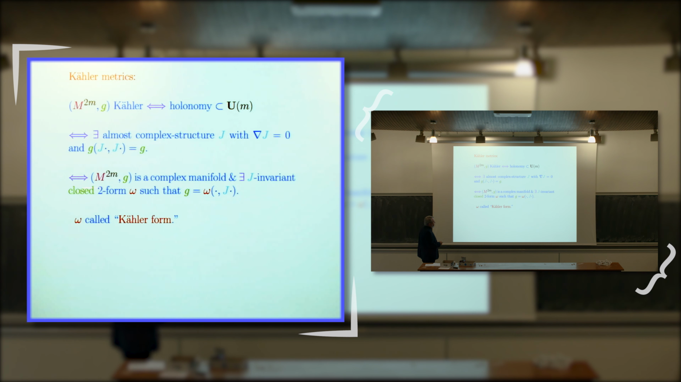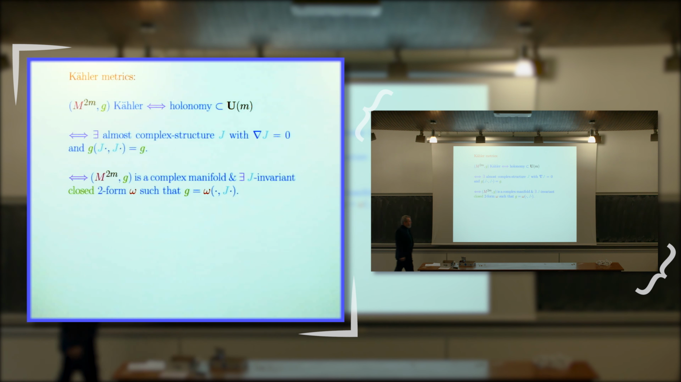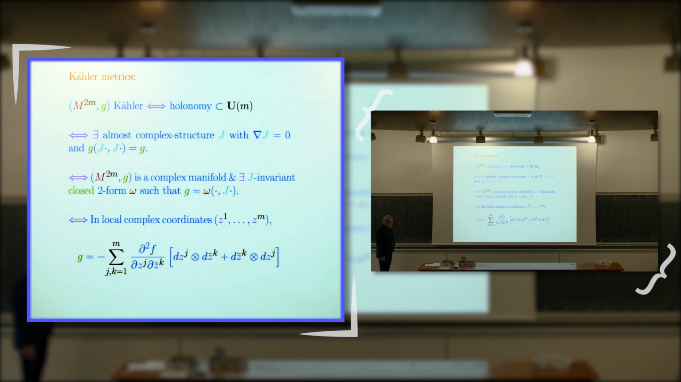So there's an associated closed two-form. So we get a closed two-form and an integrable complex structure. Omega is called the Kähler form of this Kähler manifold. It's a closed two-form, and in particular, it has a de Rham class, which comes up.